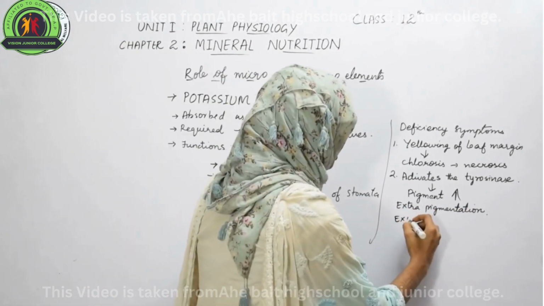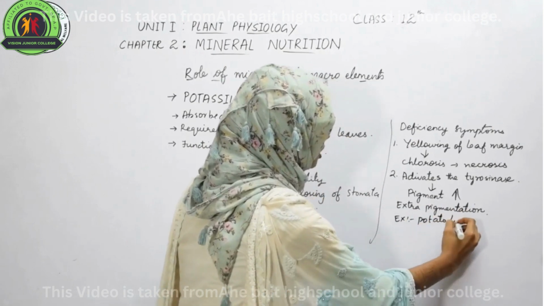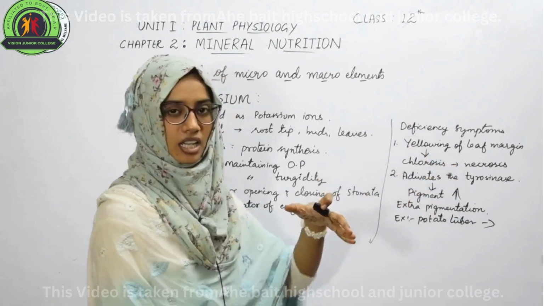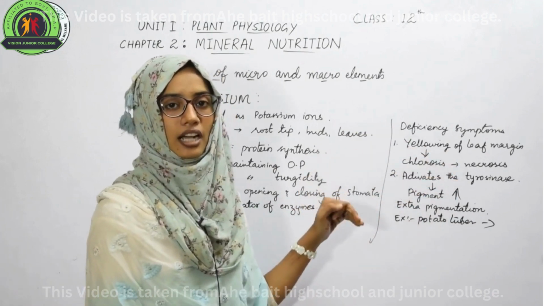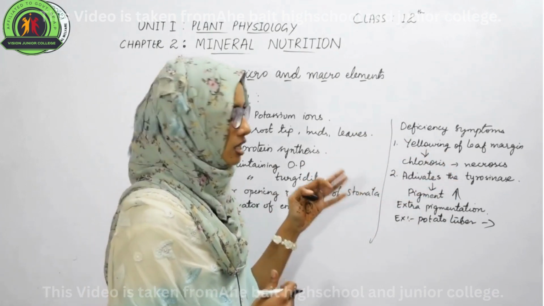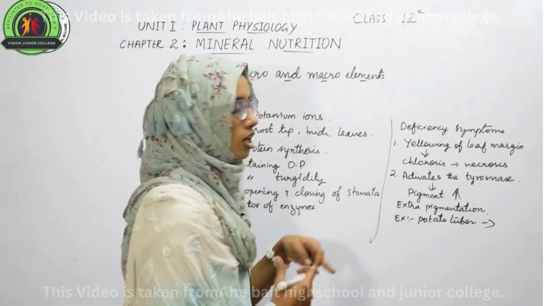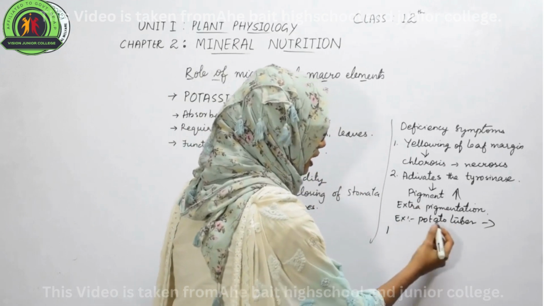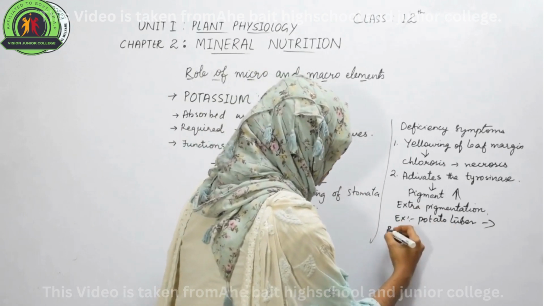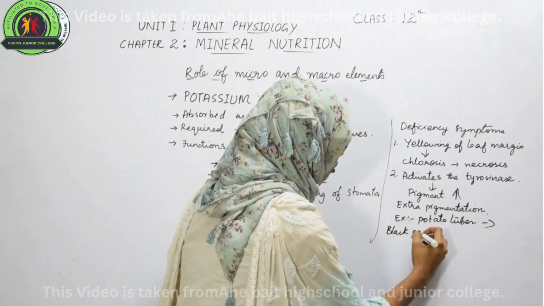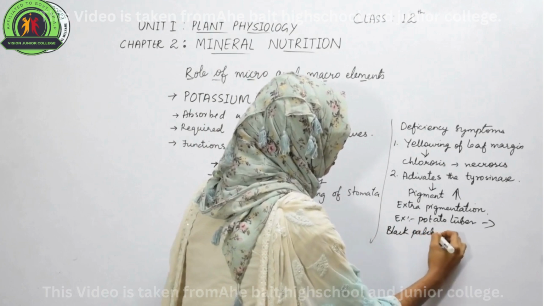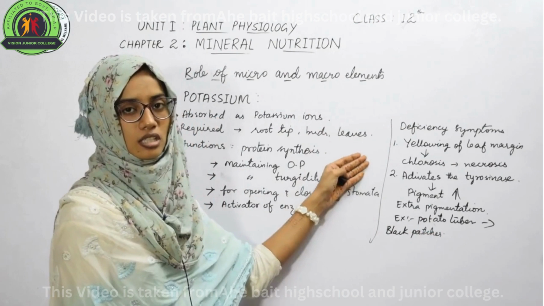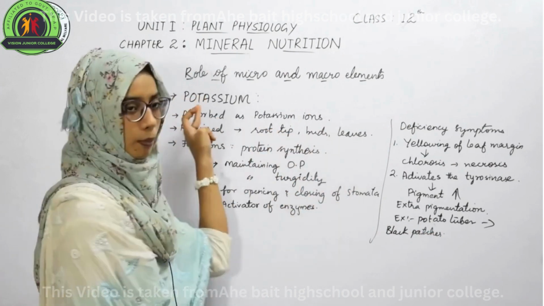For example, when we see the potato tubers, they are skin color. But when the tyrosinase activity increases, the pigment production also increases, and in this condition, due to the extra pigmentation, some black patches can be seen on these potato tubers. So these are the functions and the deficiency symptoms of the element potassium.